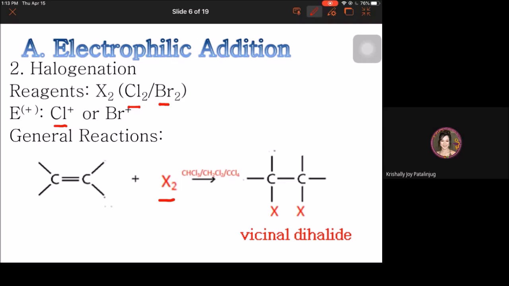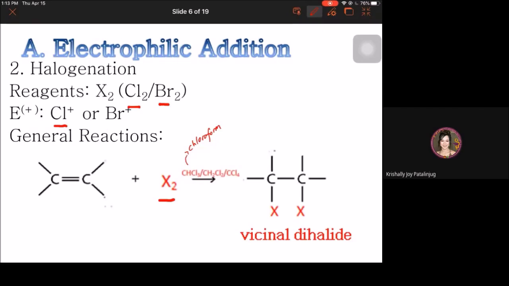So yung inert solvent, it could be a chloroform. So this is a chloroform. Common name ng CHCl3. That is CHCl3. Or systematic name, is trichloromethane. That is the same. Trichloromethane or chloroform, it's the same.